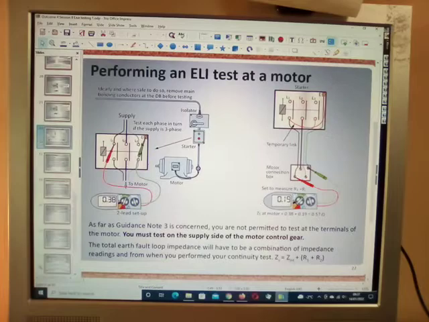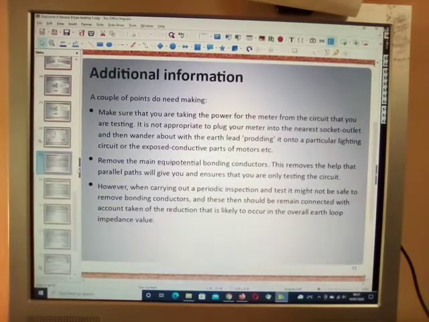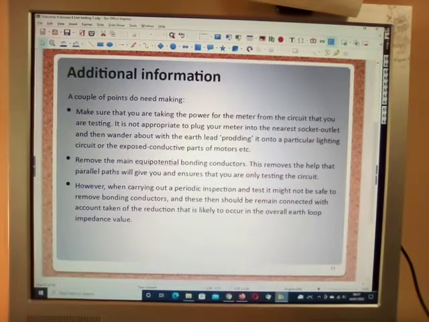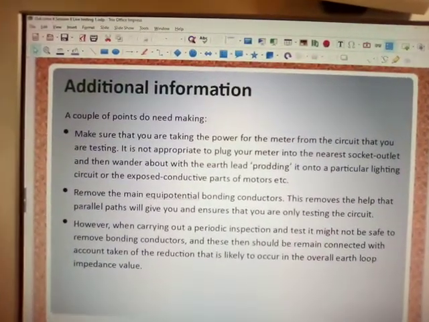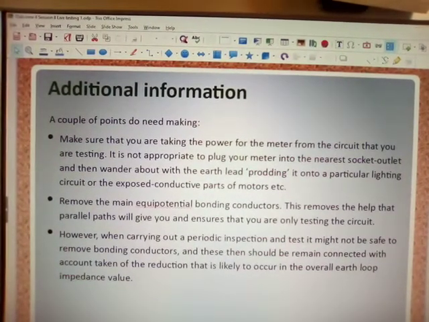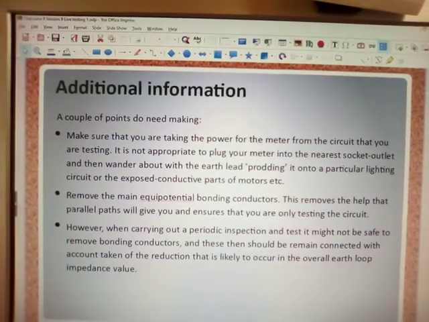Again, here I don't need to do a lot of talking on this because you should be familiar with a lot of this yourselves. And here's some additional information.